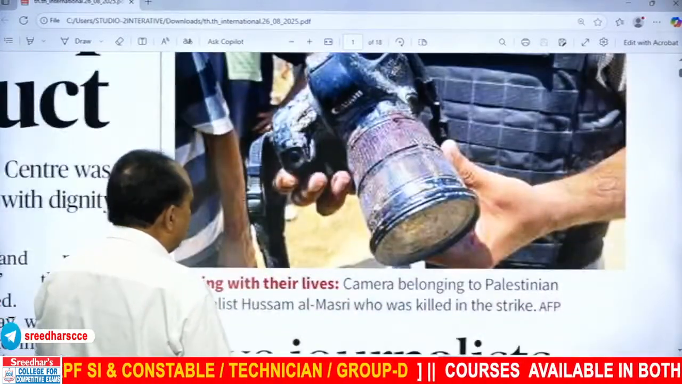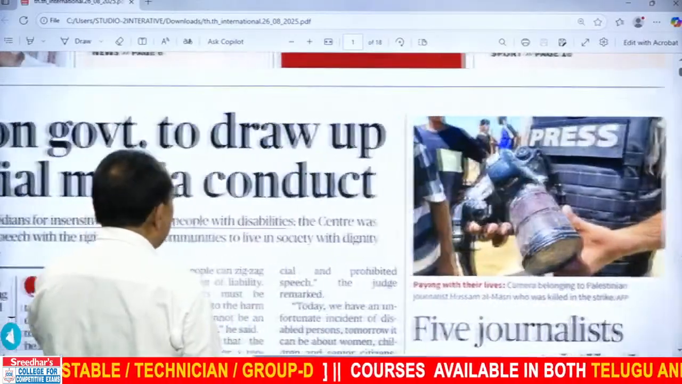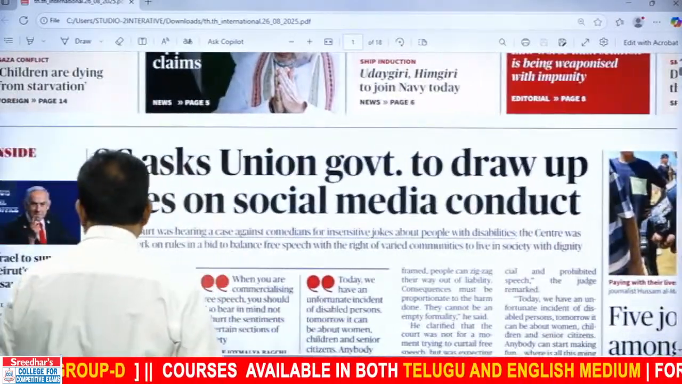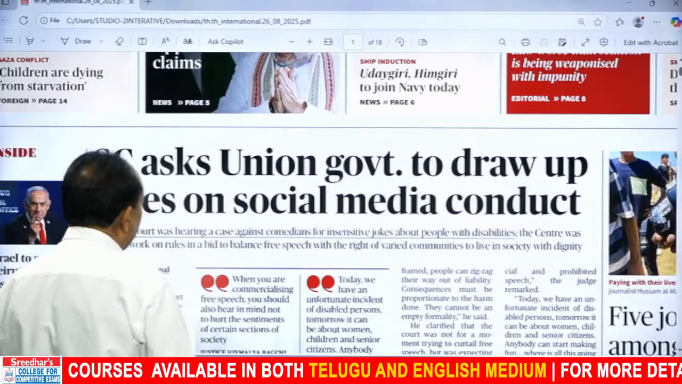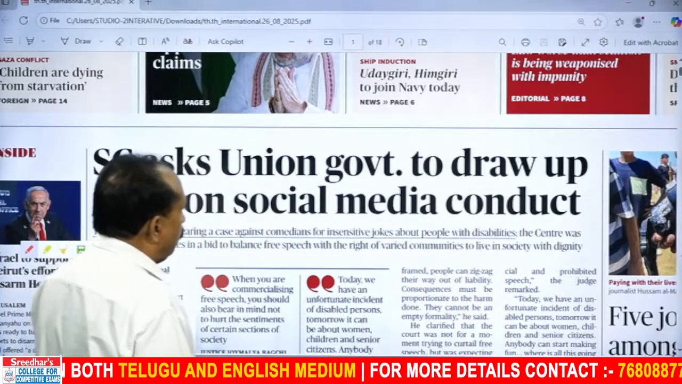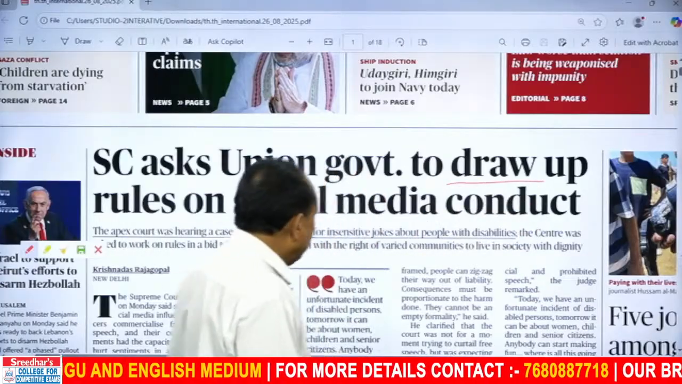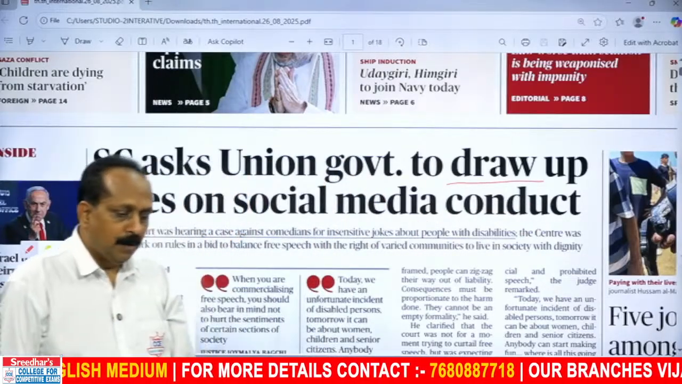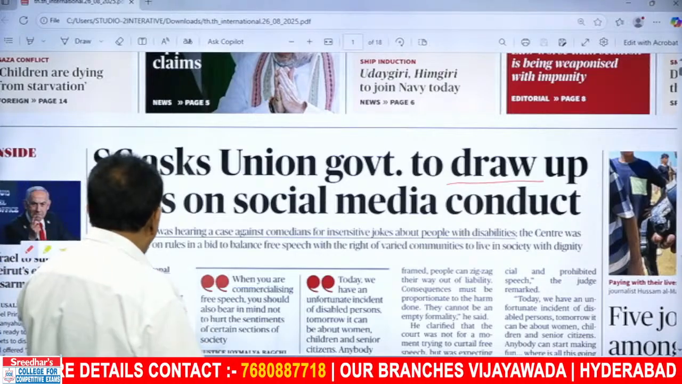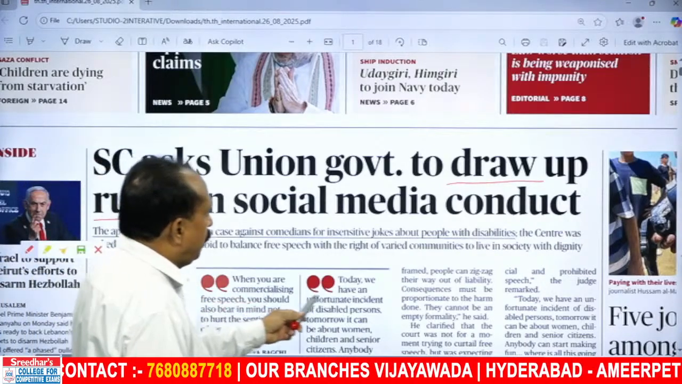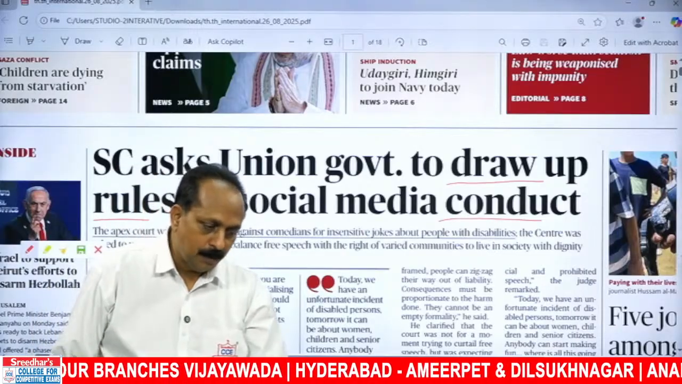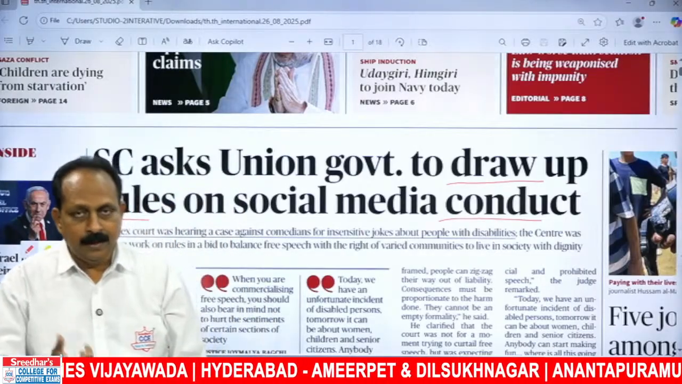Coming to the front page headline, let us see what it is. This also has been in the limelight for quite some time. Supreme Court asks Union government to draw up... an important phrasal verb. In this context, to draw up rules means make or frame rules. Draw up rules on social media conduct, an important word. Why is it important? You have to recollect the related idioms and expressions.